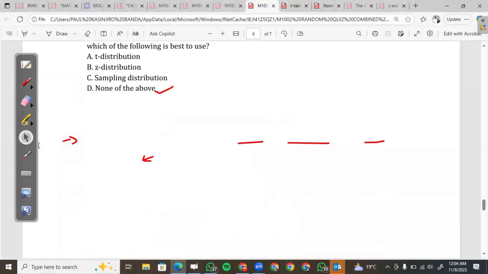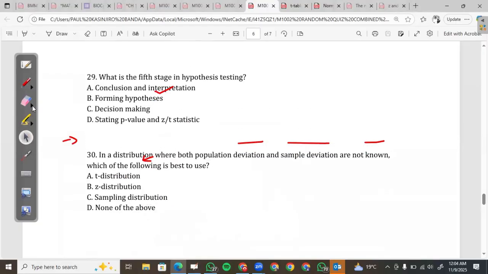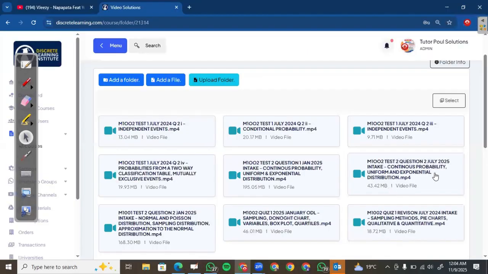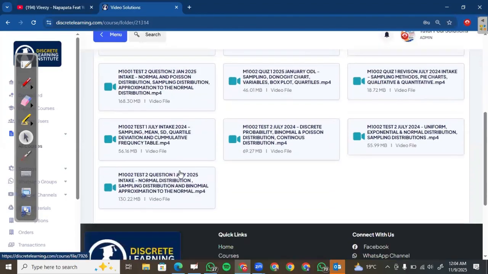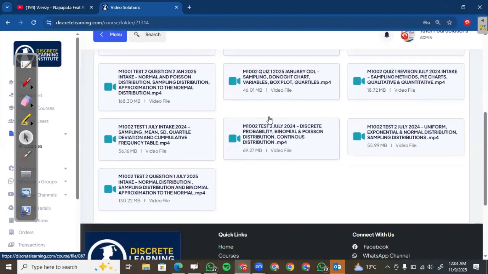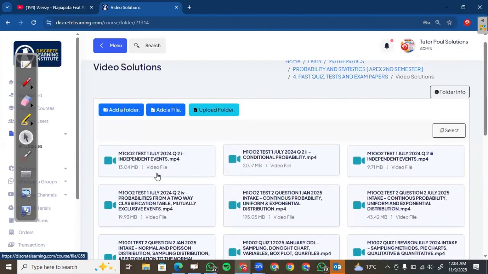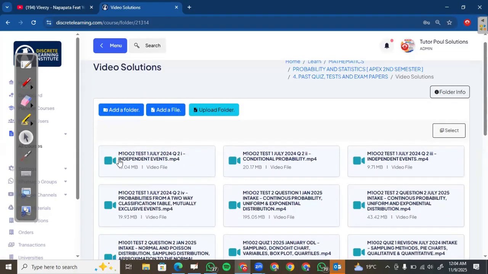Unless you guys have some other questions, I can address them. Okay, so don't forget I said I solved test 2. Test 2, I've already uploaded it. So this is test 2, question 2, and then question 1 is there. So I'll arrange them nicely so that it's very easy for you guys to find whatever you want.